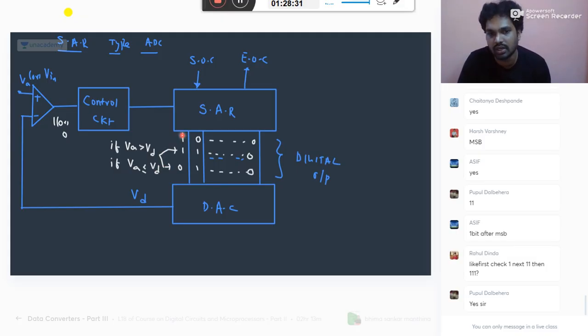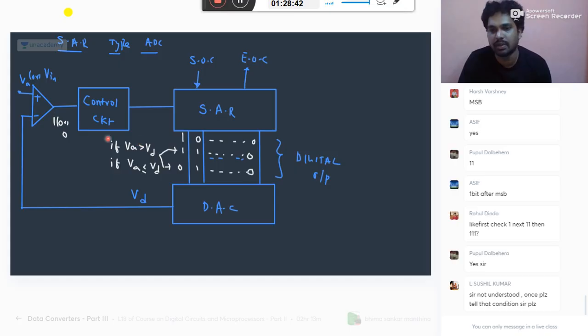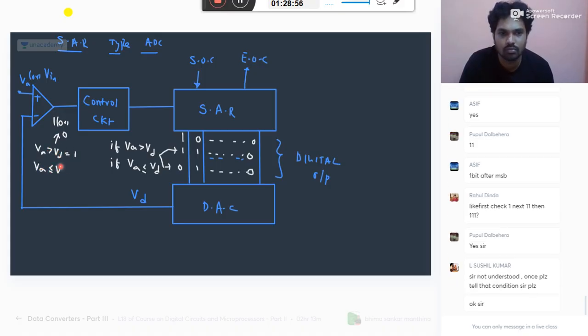In every case it will rotate the one like a ring counter to the next state, but it will keep the previous one or make it 0 depending on this input. Don't worry, I told Sushil, this is just a brief, I will explain in total, just wait. So this is what is happening in the circuit. Now we will discuss every step.